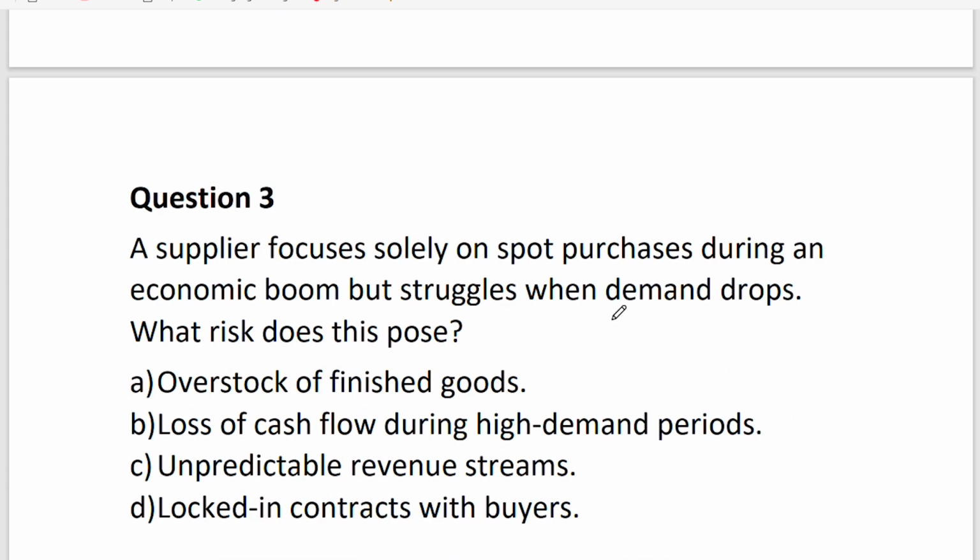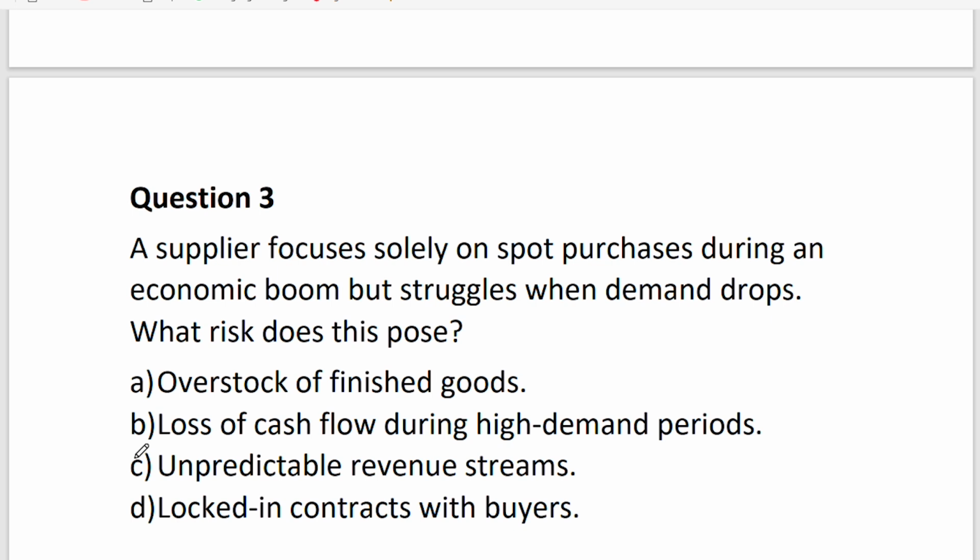Next, a supplier focuses solely on spot purchases during an economic boom, but struggles when demand drops. What risk does this pose? Overstocking, the overstock of finished goods, okay? Loss of cash flow during high demand period, or a predictable revenue stream locked in by contracts with the buyer.